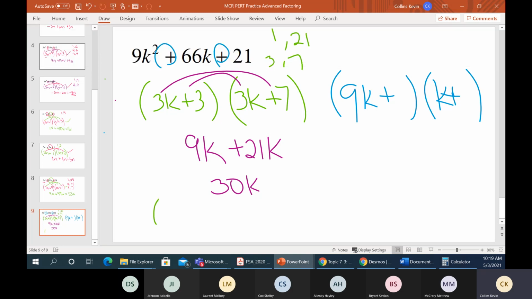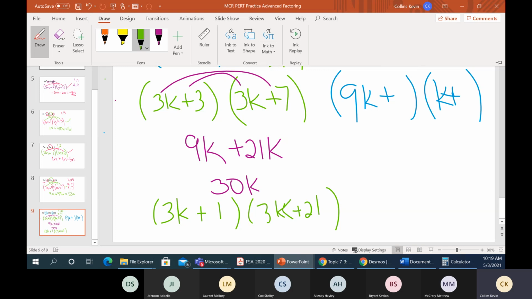So this one, again, the order doesn't matter because they're both 3Ks. So we have 3K plus, we'll say 1, and then 3K plus 21. All right, so let's see if that works. Inside, outside. Let's try that.